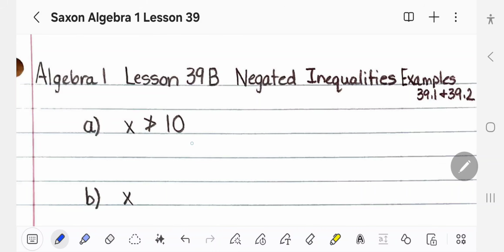But they may ask you to write it as an inequality, not a negated inequality. So this is a negated inequality because they've said it's not greater than, okay? So let's write it as an inequality then. If x is not greater than 10, then it must mean x is less than or equal to 10, just like we saw in that picture that I just drew.